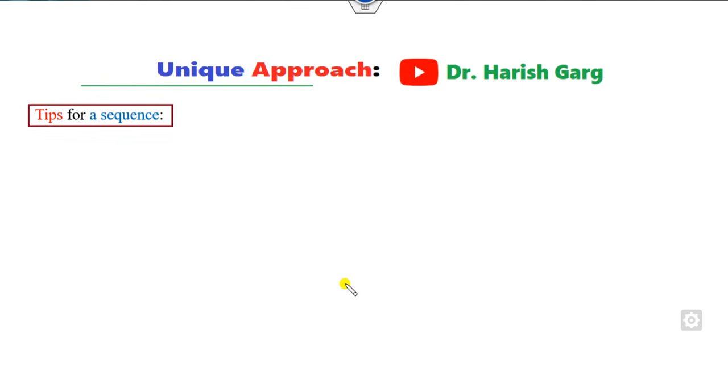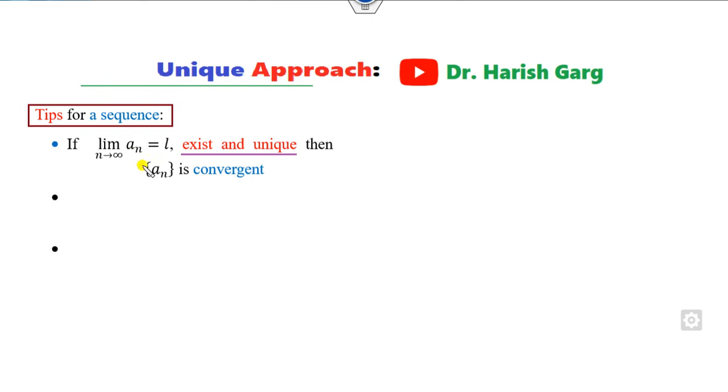Before I go directly to the previous year questions, I will give you some tips which will help you solve them, or any exam, in a very simple manner. The first tip: if you want to prove that a sequence is convergent, find the limit of a_n, and check that it exists and is unique. That is the most important word. If the limit is not unique, then you can say the sequence is not convergent.